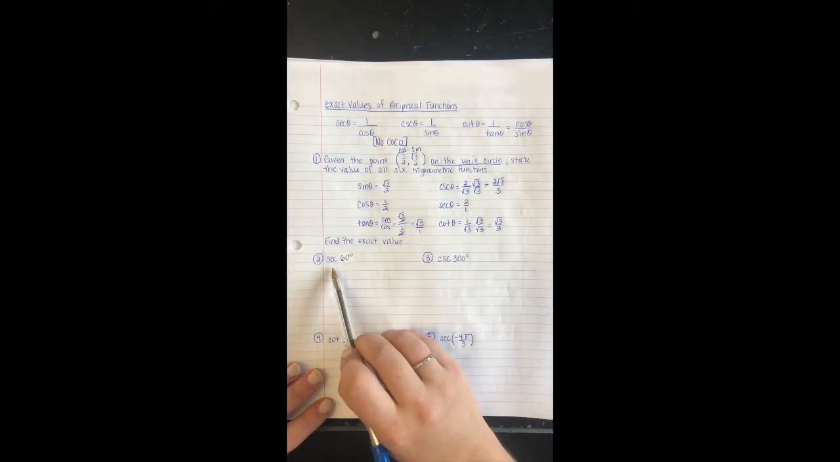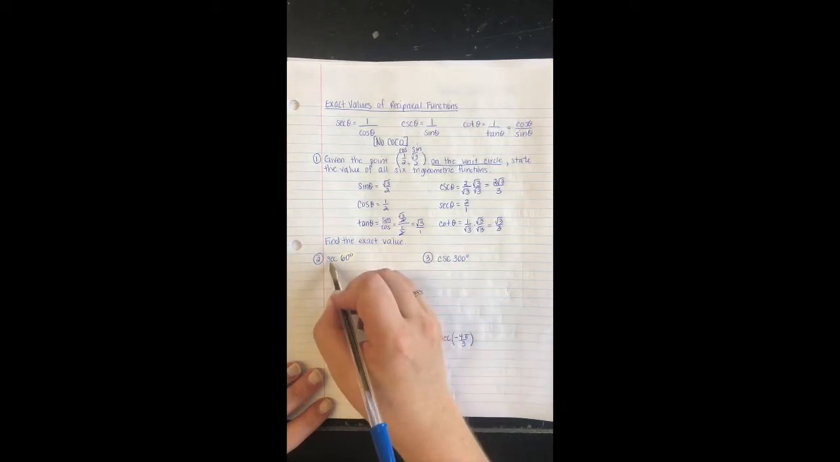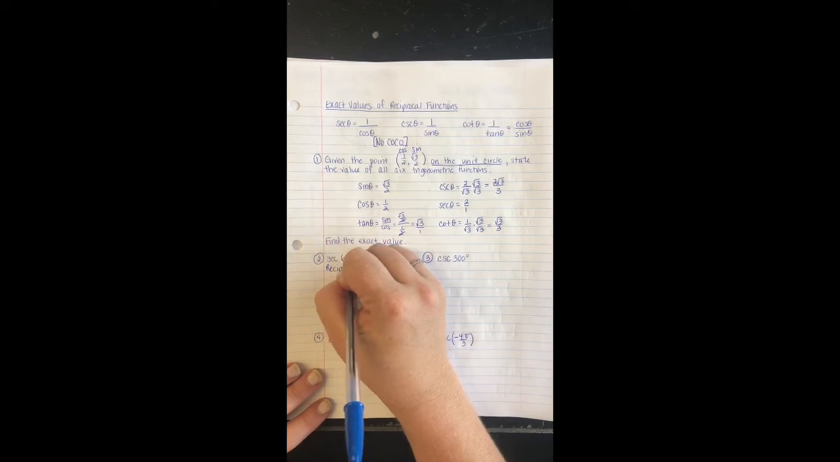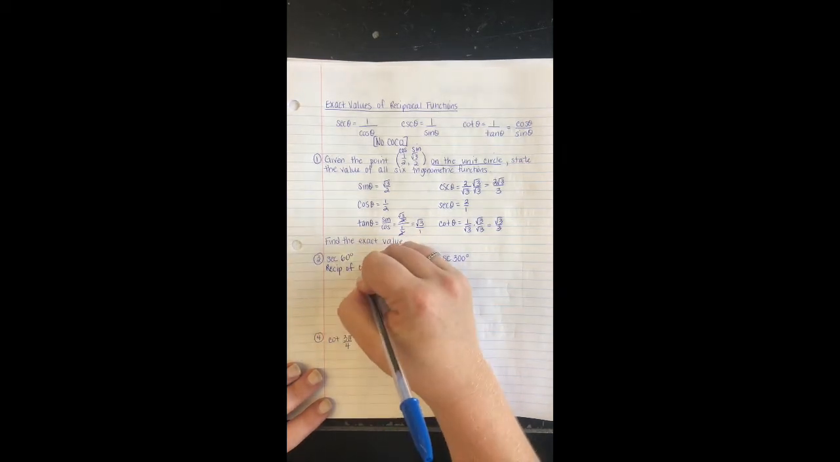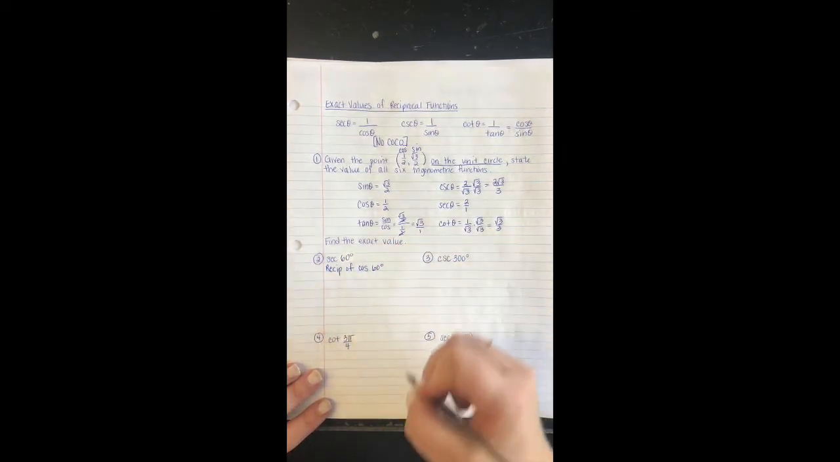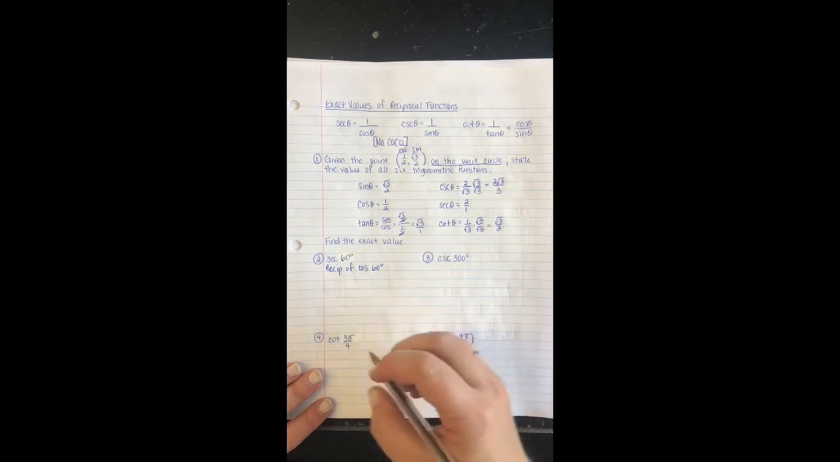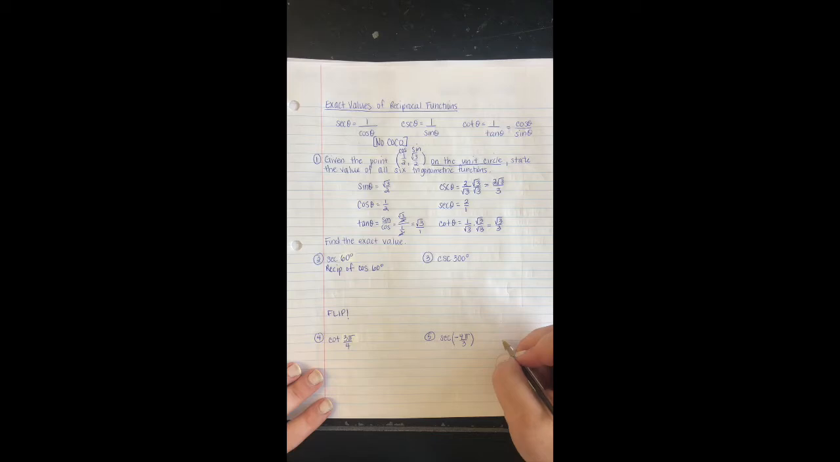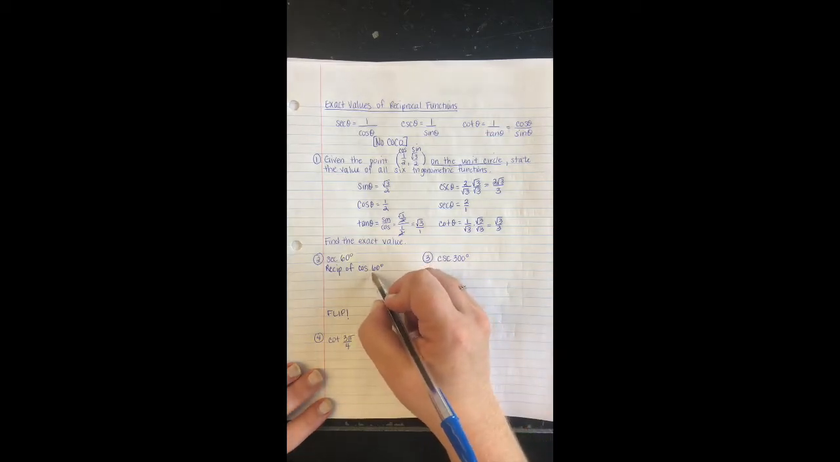For the secant of 60, when you see something like that, right underneath it I want you to write the reciprocal of cosine of 60, since secant is the reciprocal of cosine. At the bottom, write the word flip so you remember to actually do that reciprocal. So to find this exact value, I'm pretty much just going to find the value of the cosine of 60.